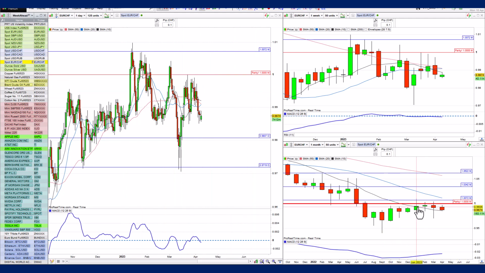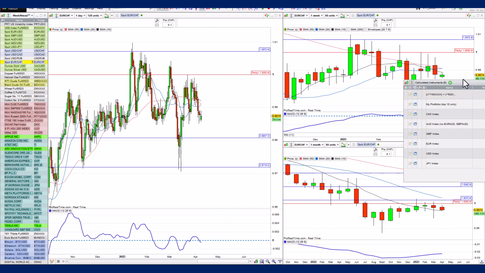And when you look at it from a monthly perspective, you can see that it's just battling in that area. Overall, look at the angle of that 50, that 20, and that 10, just generally slowly but surely flowing to the downside. So I expect it to be under pressure and potentially push a little bit lower.